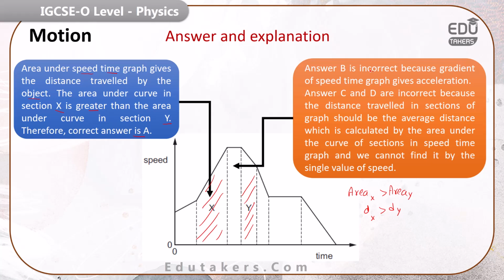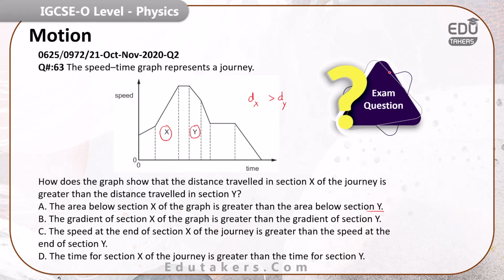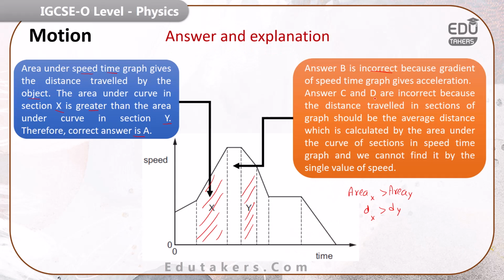The answer B is incorrect. Let's see option B. Option B is basically showing the gradient, and you know that the gradient of the speed time graph gives you the acceleration, not the distance. It means that option B is incorrect, because the gradient of the speed time graph gives the acceleration.